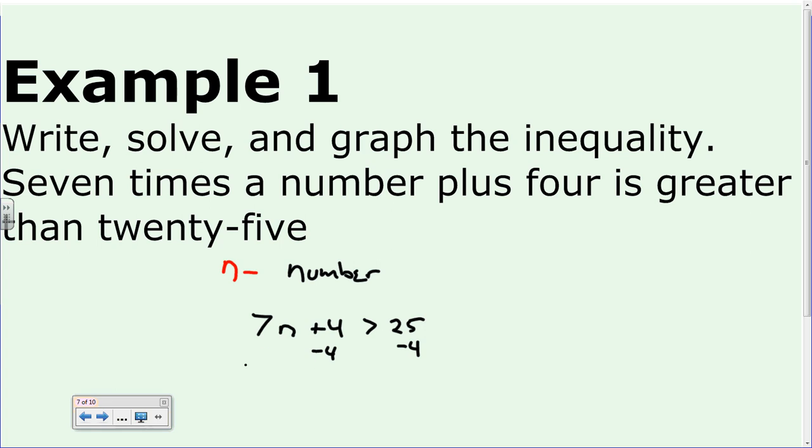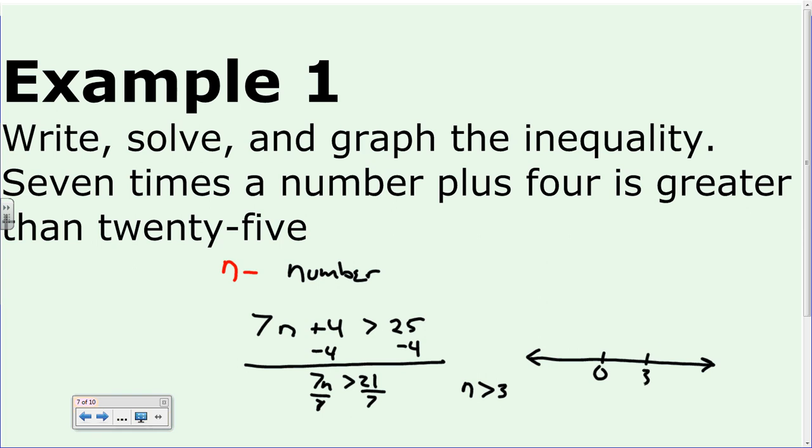Subtract 4 from both sides. That gives you 7n is greater than 21. Divide by 7. You get n is greater than 3. Do a number line. It's got to be an open circle and shading to the right.